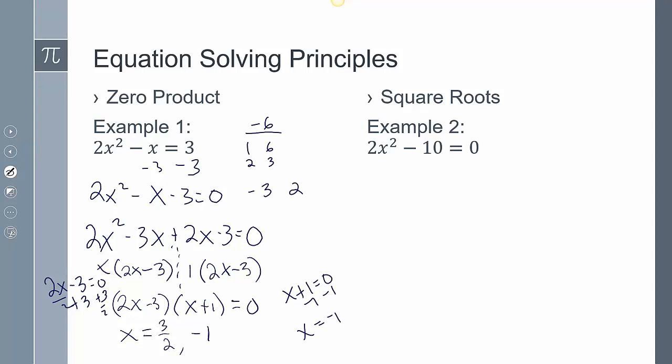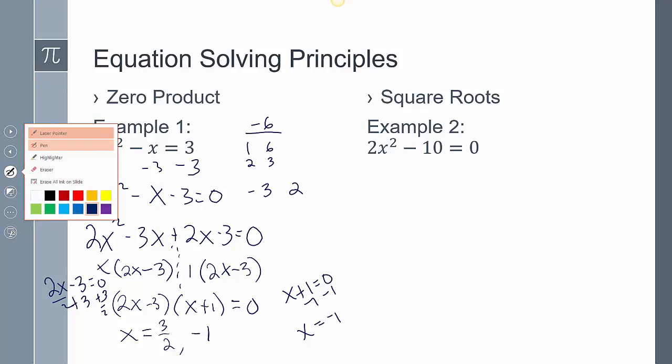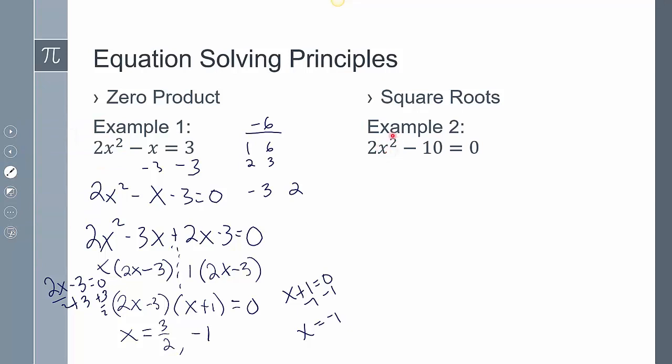So just know that we're able to solve by factoring. Now the next is the square roots method, and the way that we solve for this is typically when you only have some sort of x squared term. If it's already in this form, then you just want to isolate the x squared term and solve for x. So I can add 10 to both sides, and then divide both sides by 2. Now that my x squared term is by itself, I can take the square root of both sides, and I'm going to get x equals plus or minus root 5. And so that's going to be my solution there.